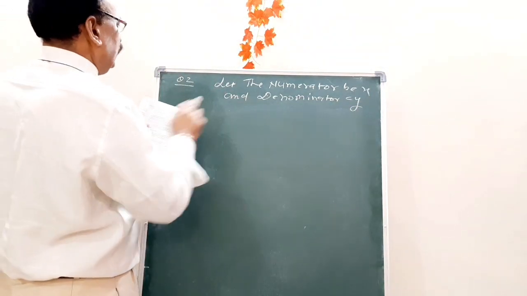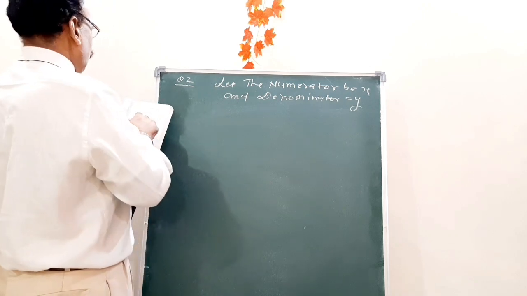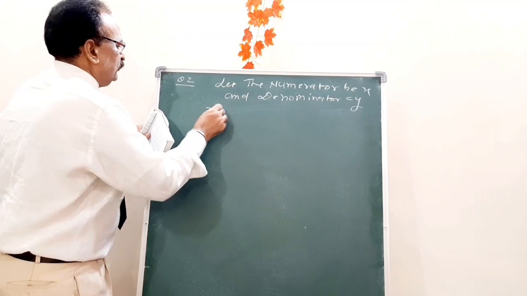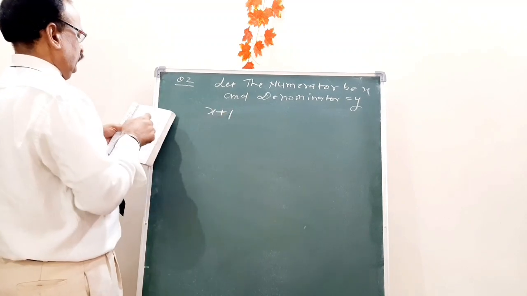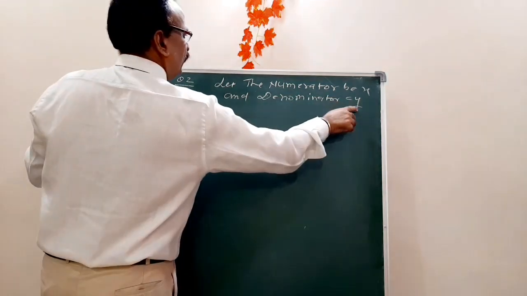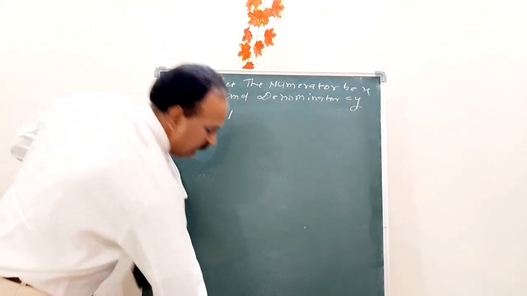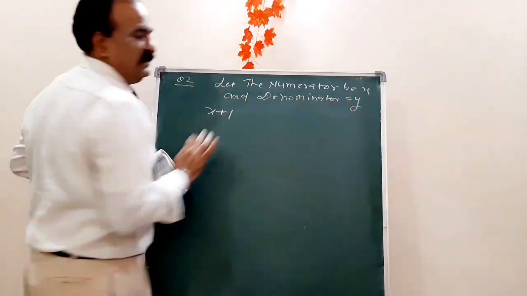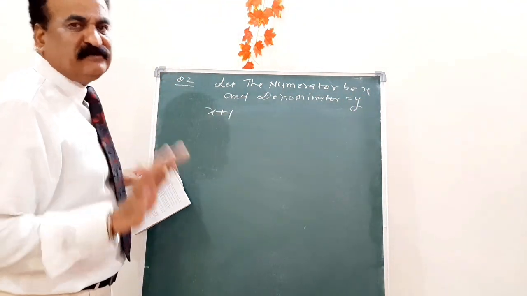If we add 1 to the numerator, it means x plus 1. If we add 1 to the numerator and subtract 1 from the denominator. Now tell me, what is the fraction? Let the numerator be x and denominator is y. Then the fraction will be x upon y.